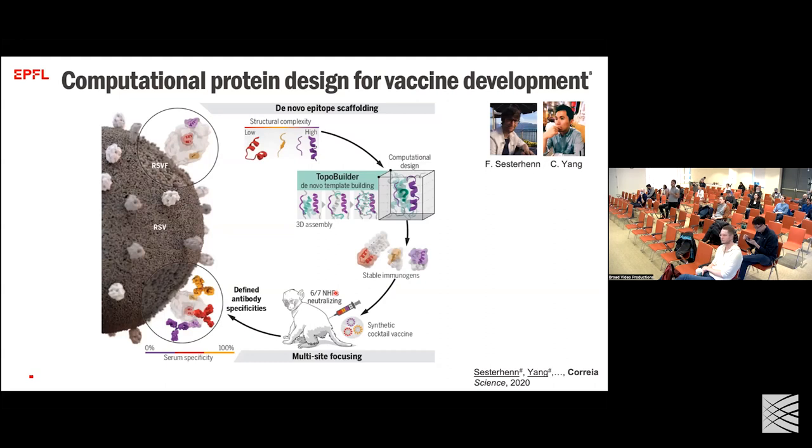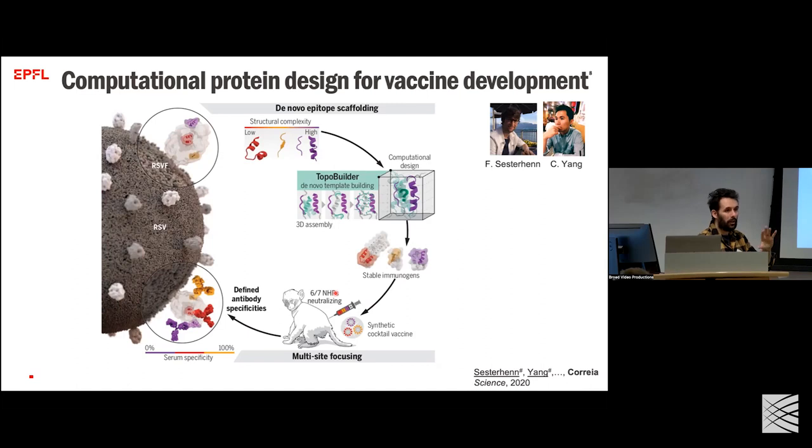Clearly here, our approach favors this idea of defining the constraints of the problem by limiting the structure that we want to design.